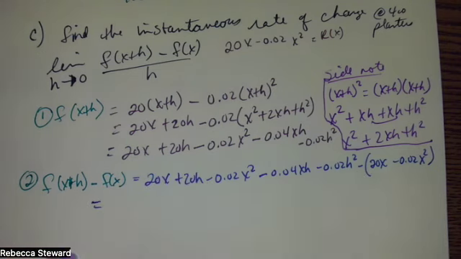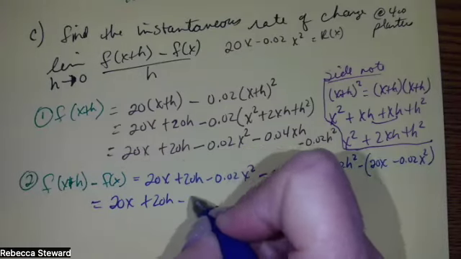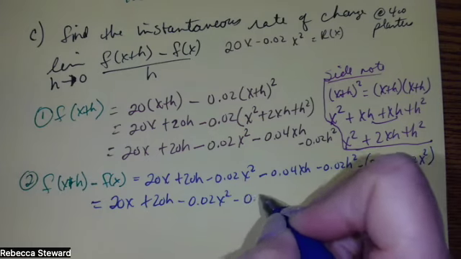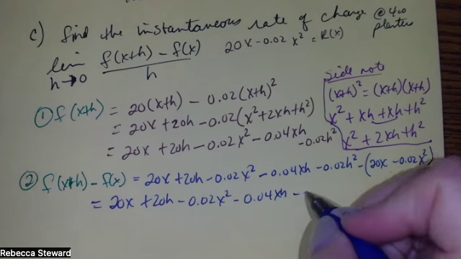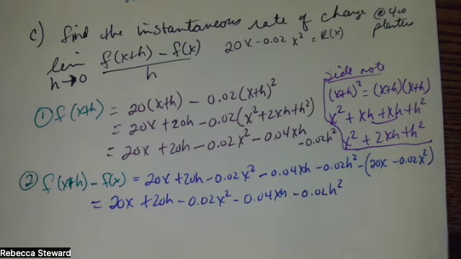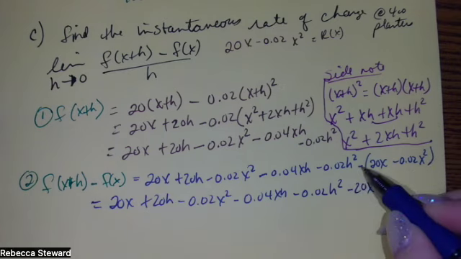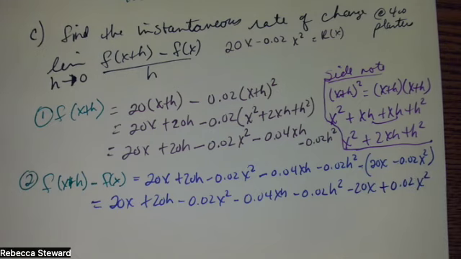So now we got to do a little bit to distribute that negative. So I'm going to scooch over just a little bit. So we have 20x plus 20h minus 0.02x squared minus 0.04xh negative 0.02h squared. And then a negative times 20x is minus 20x. And a negative times a negative will get us positive 0.02x squared.